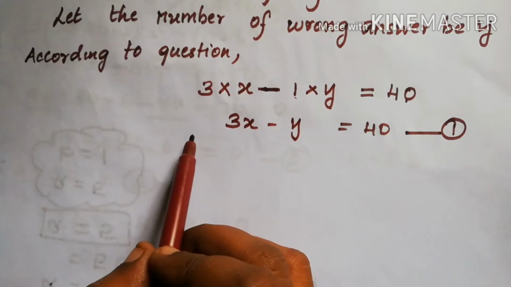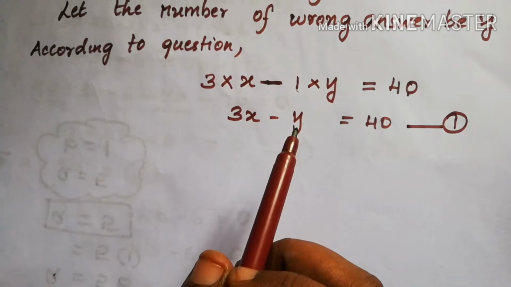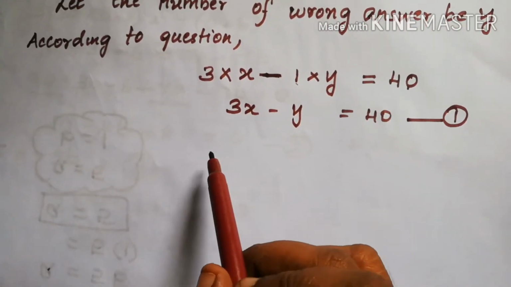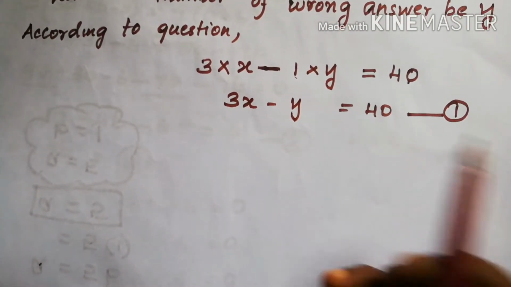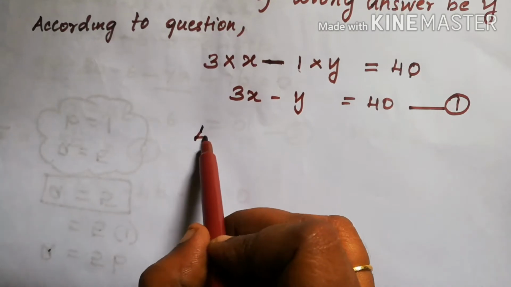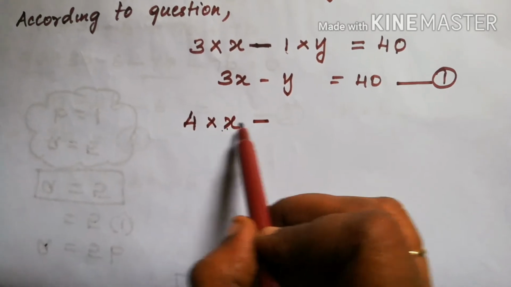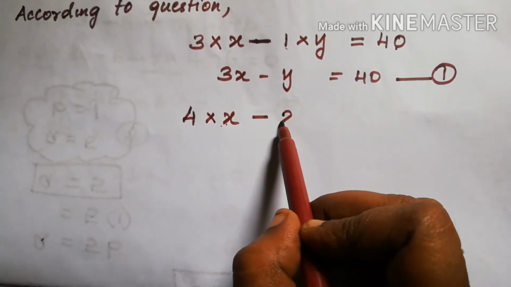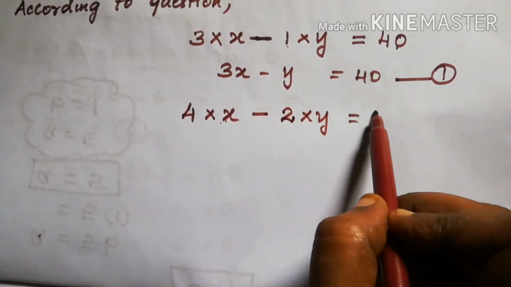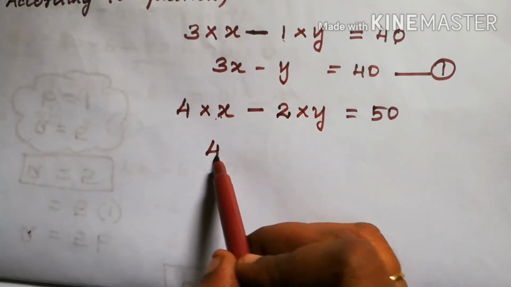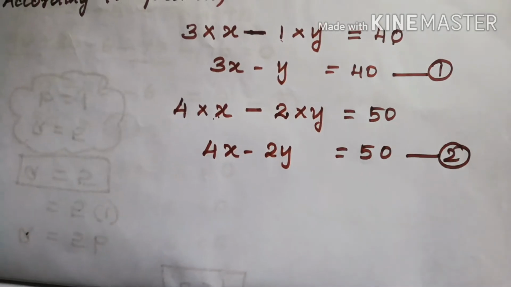Now the second case is Yash would have scored 50 marks. When he would have scored 50 marks? If he had got 4 marks for each correct answer and 2 marks for incorrect answer. So now they are saying 4 marks for each correct answer. So how many right answers? x. So 4 into x minus again, because for wrong answer it will be reduced, 2 marks for each wrong answer. So 2 into y. So he would have got 50 marks. So 4x minus 2y is equal to 50. This will be your second equation.